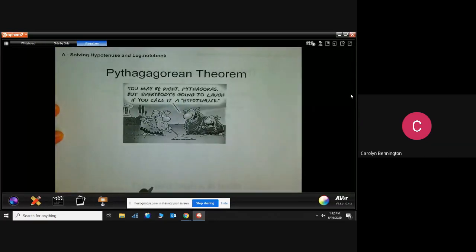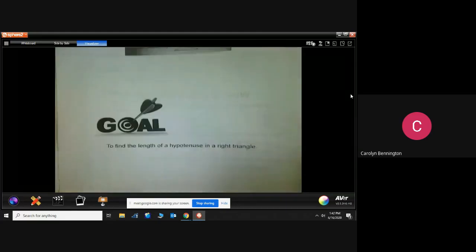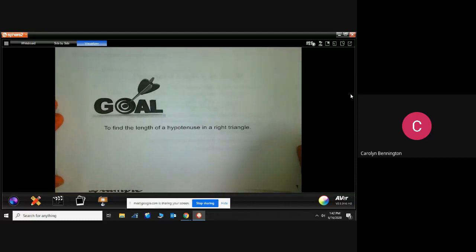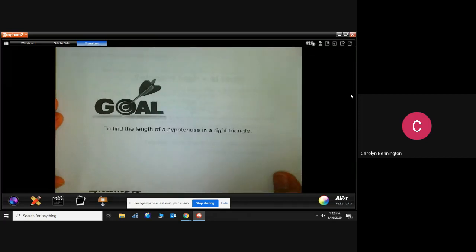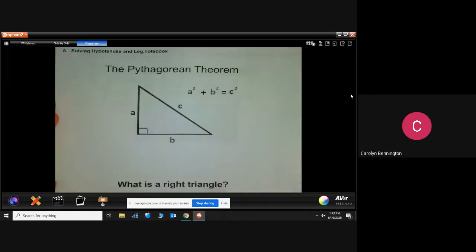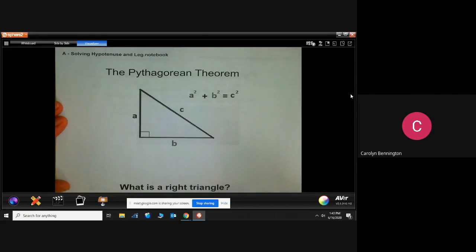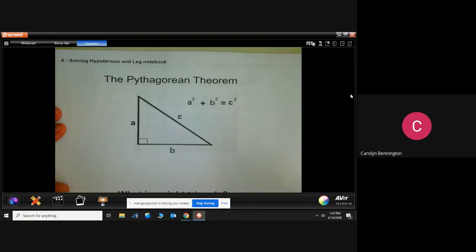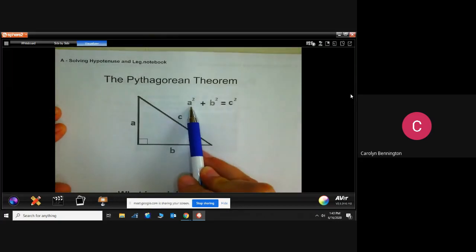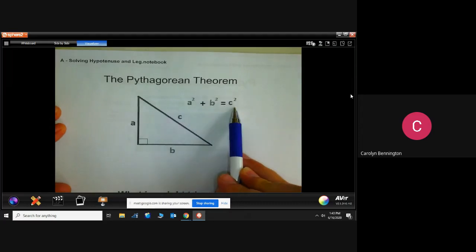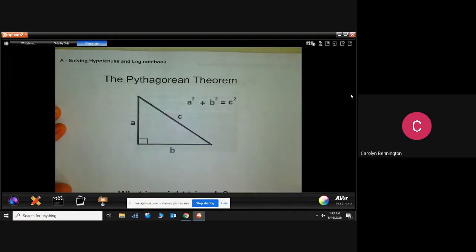This lesson is about the Pythagorean theorem. So the goal is to find the length of a hypotenuse or any side in a right triangle using the Pythagorean theorem. The Pythagorean theorem is the formula a squared plus b squared equals c squared. And we use the Pythagorean theorem in right triangles only.